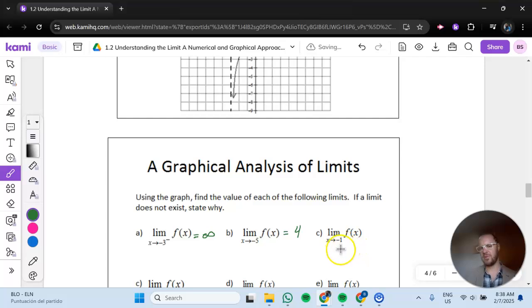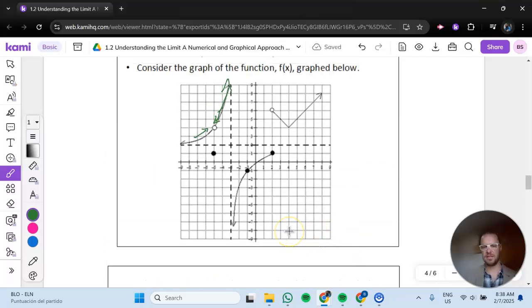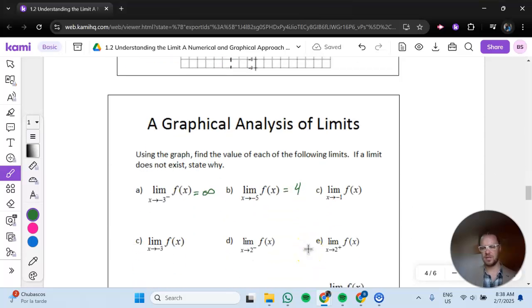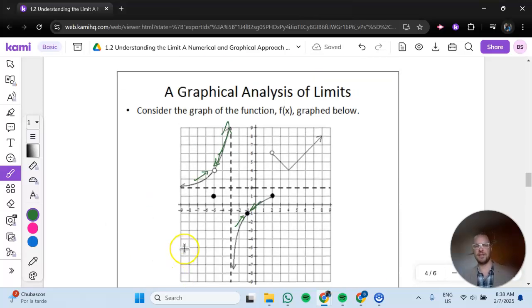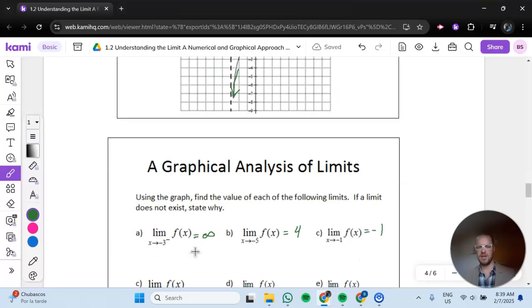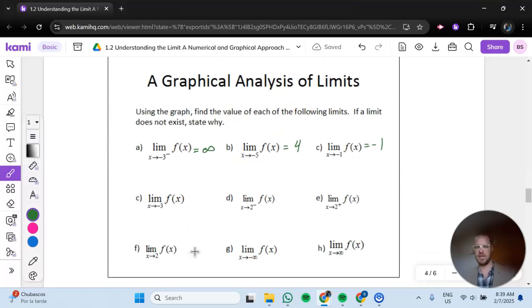Then we're going to look at as we approach negative 1 from both sides. So negative 1 is right here, and we can see that from the left and right, we're both approaching this value here, which is a little hard to see, but it is negative 1. So on both sides, we're approaching negative 1. Now we're going to look at approaching negative 3 from both sides. So that's this asymptote. And we already know that from the left we went to positive infinity, but from the right-hand side here, we go down to negative infinity. Therefore, since it's approaching two different things, it does not exist.